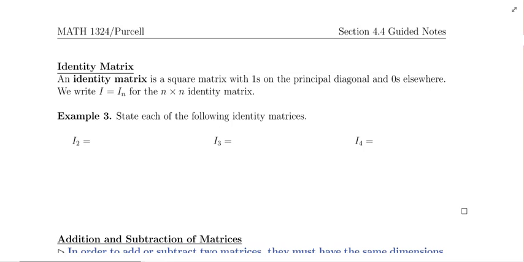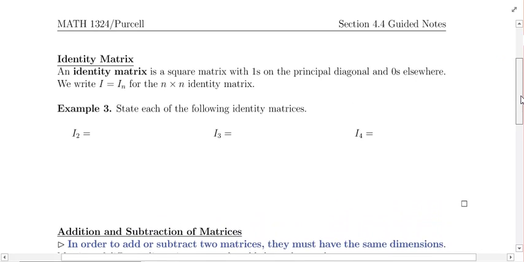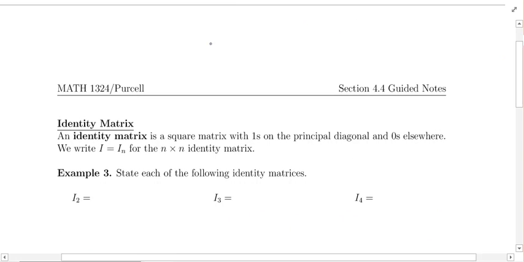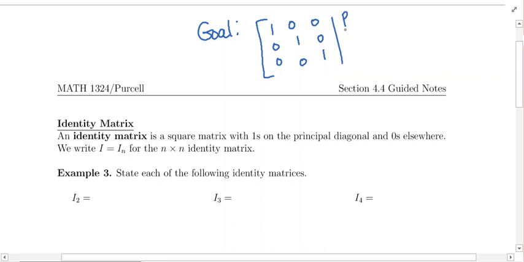Back in sections 4.2 and 4.3, when we were studying Gauss-Jordan elimination, you heard me throw out this term identity matrix. If you recall, I told you that when you were doing Gauss-Jordan elimination, if you have a system of 3 equations and 3 variables, your goal was to transform your augmented matrix into this. Okay, so just write it down.